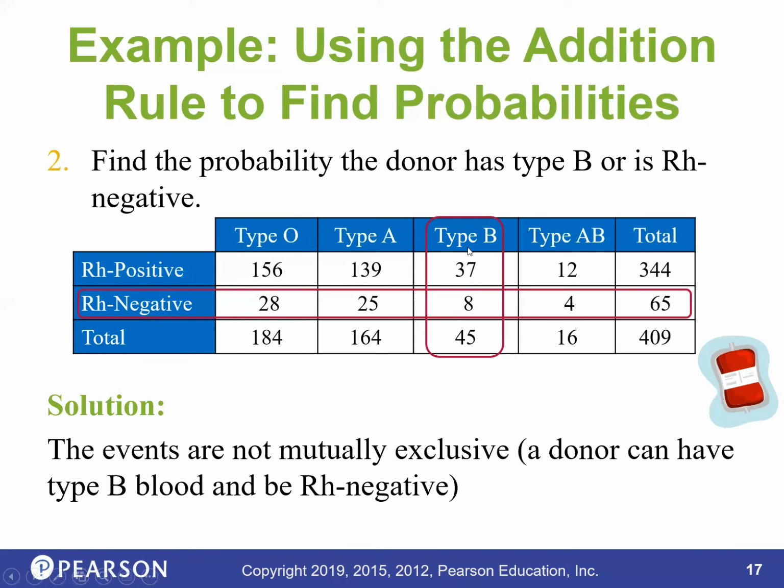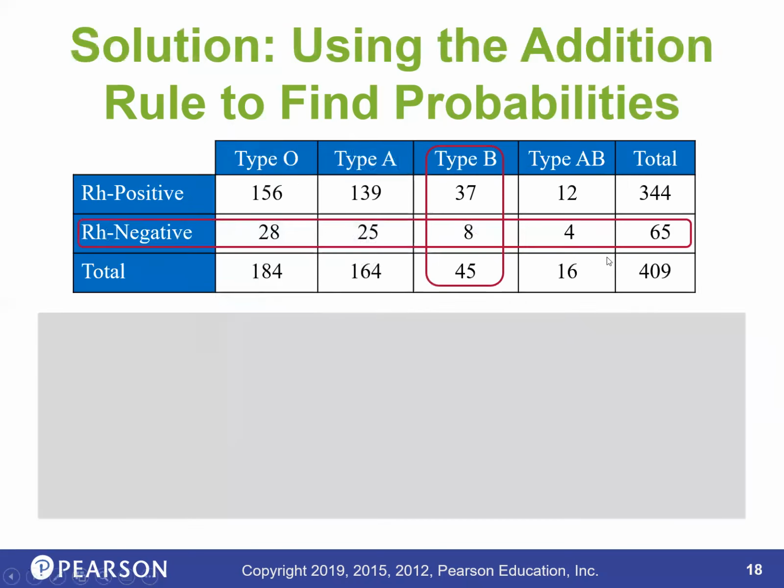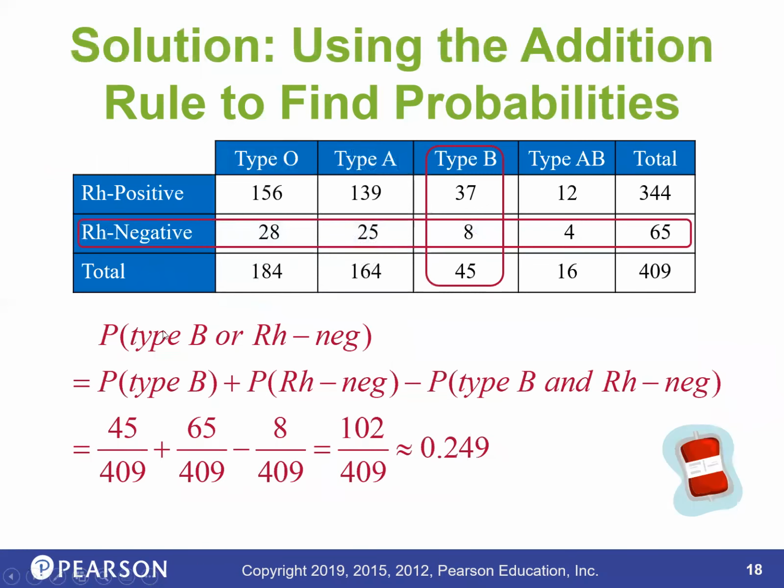So we're going to figure out blood type B. Notice this guy comes down, right? Blood type B comes down here, and we already said it's over the total. So let's do the math behind it. Here it is: blood type B or blood type negative. Now the formula is like this: blood type B plus blood type negative, subtract the overlap between the two.